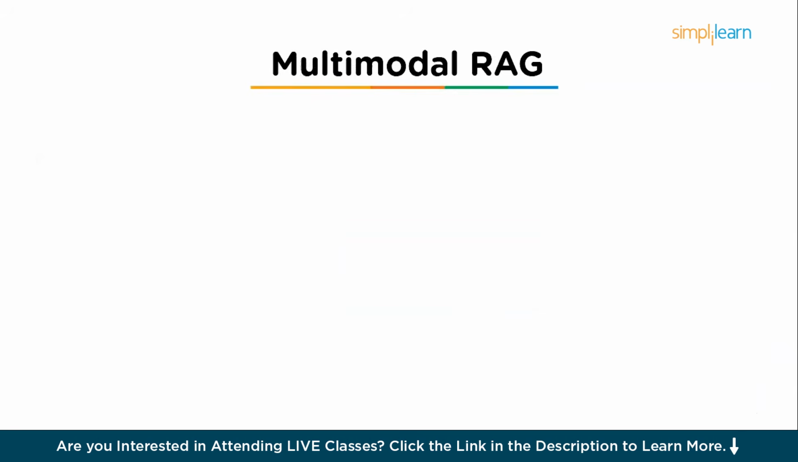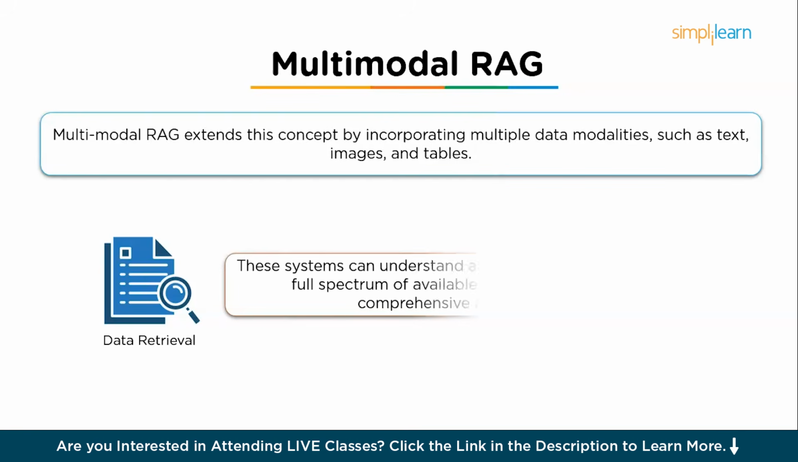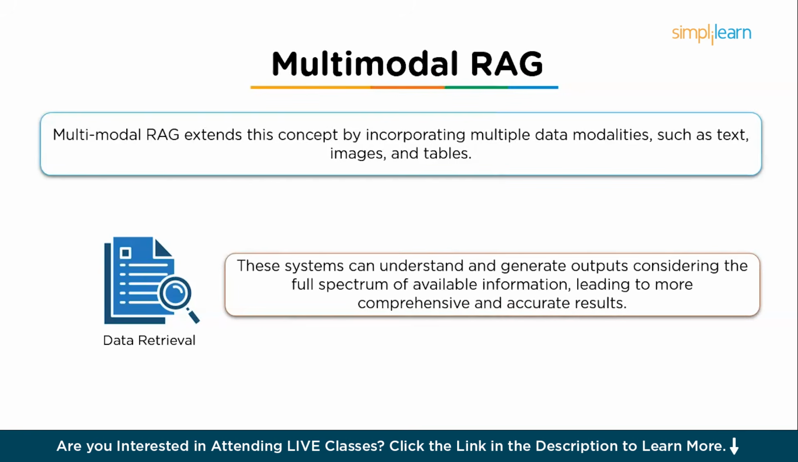Now let's see what is multimodal RAG. Multimodal RAG extends this concept by incorporating multiple data modalities such as text, images, and tables. The ability to process and integrate information from distinct sources makes multimodal RAG systems highly versatile and applicable to various use cases. These systems can understand and generate outputs considering the full spectrum of available information, leading to more comprehensive and accurate results.